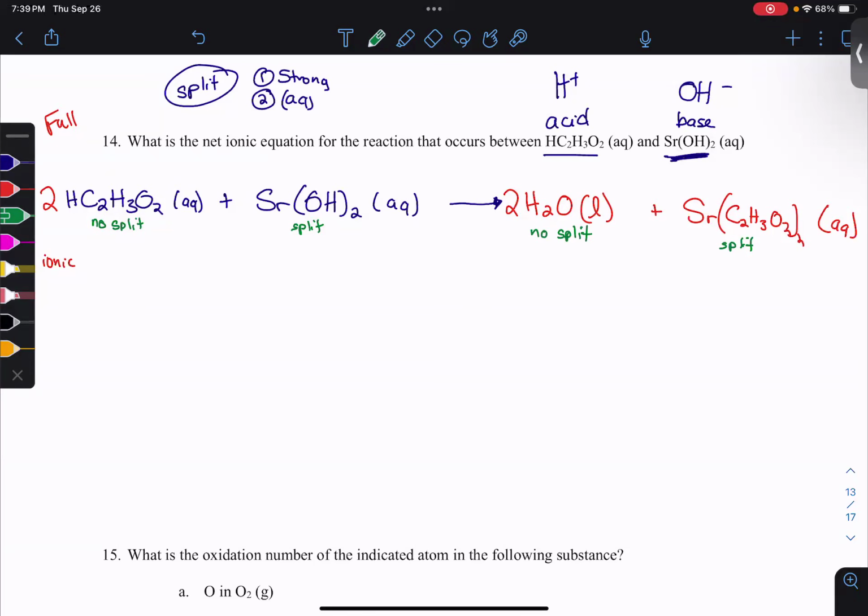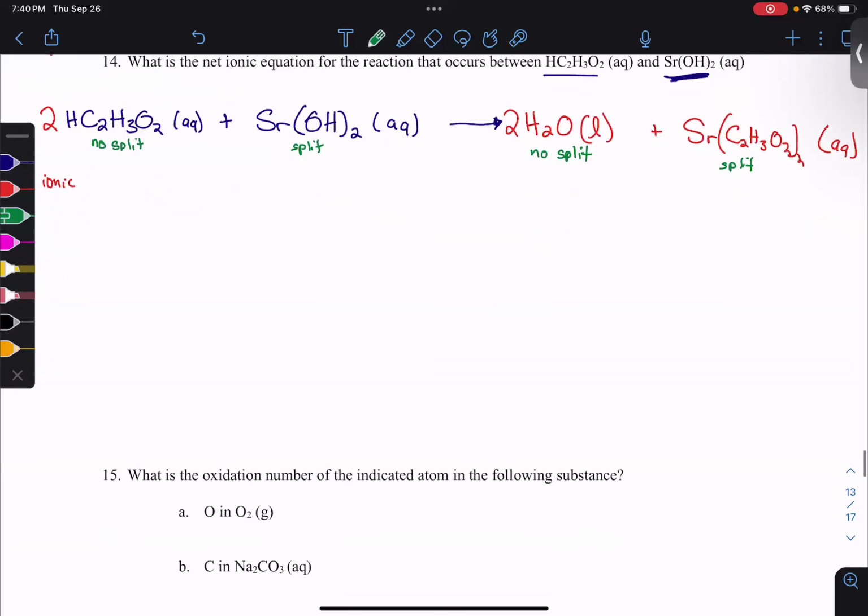What you'll notice is some double displacement reactions have all ionic compounds, and what a lot of students do is they just split everything and they forget about the phase. So remember, it has to be aqueous also. So let's rewrite this where we split things that we're supposed to split.